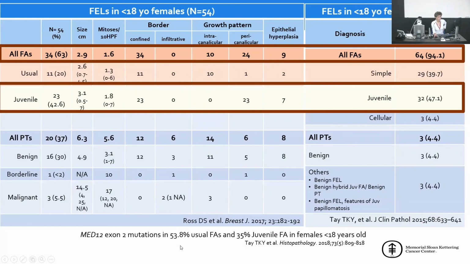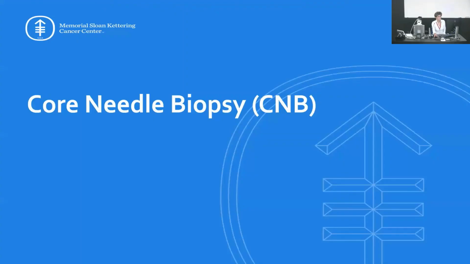The group in Singapore has also looked at MED12 exon 2 mutations in this group of lesions. They found them in 1 out of 2 usual fibroadenomas, but only in 35% of the juvenile ones. That suggests that maybe they're not even typical fibroepithelial lesions. We'll see where that leads.